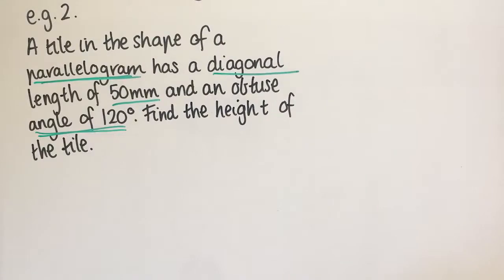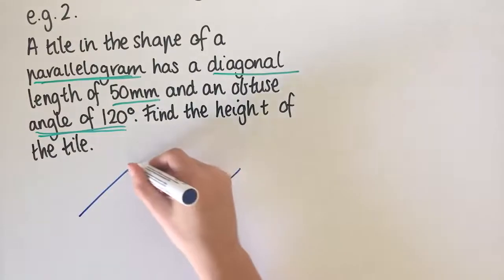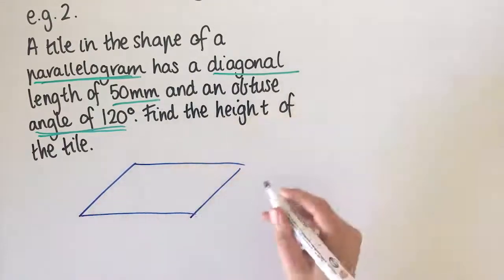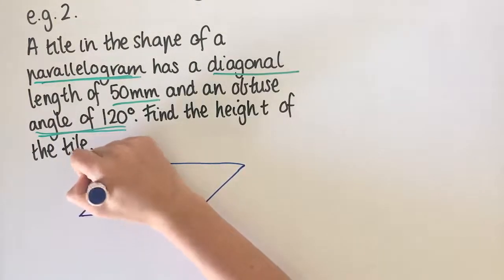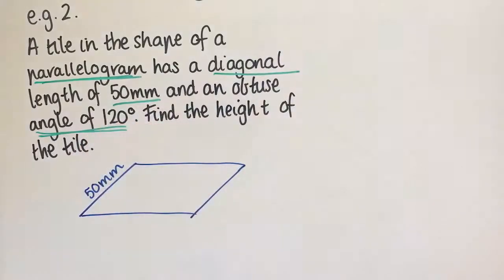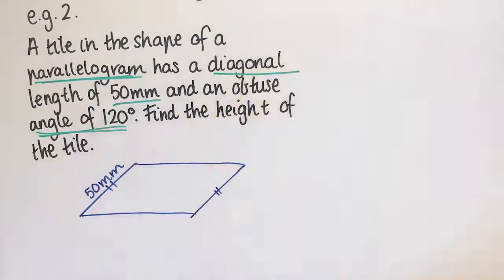So the next step after we found our key information is to draw a labeled diagram. So I'm going to draw a parallelogram here as best I can. Okay, now you can already see which length is going to be the diagonal. So the diagonal is going to be this length, 50 millimeters, which these are going to be the same.